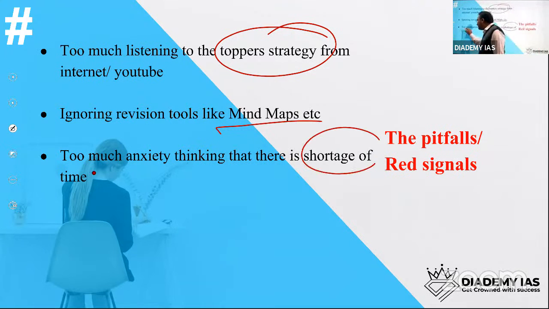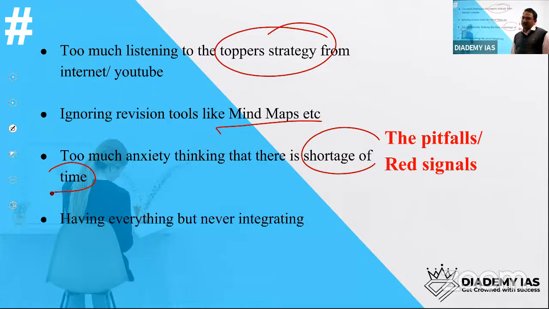Too much thinking that there is a shortage of time. Now after January, everyone has started thinking, sir, there is no time for the mains 2021, now I have to prepare for the prelims and all that. But my point is, you should focus only 4 hours for the GS mains on a daily basis for the next 3 months. Okay? And the last one: having everything but never integrating.